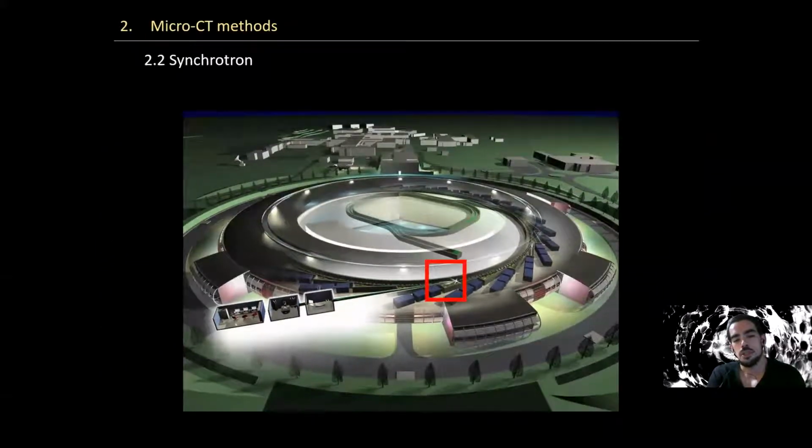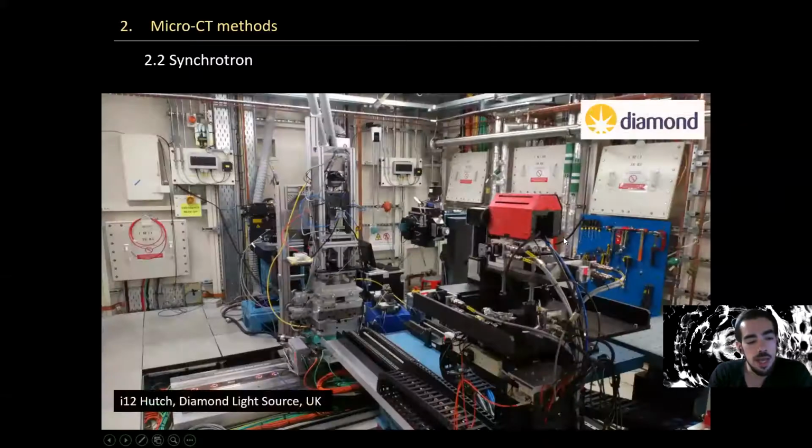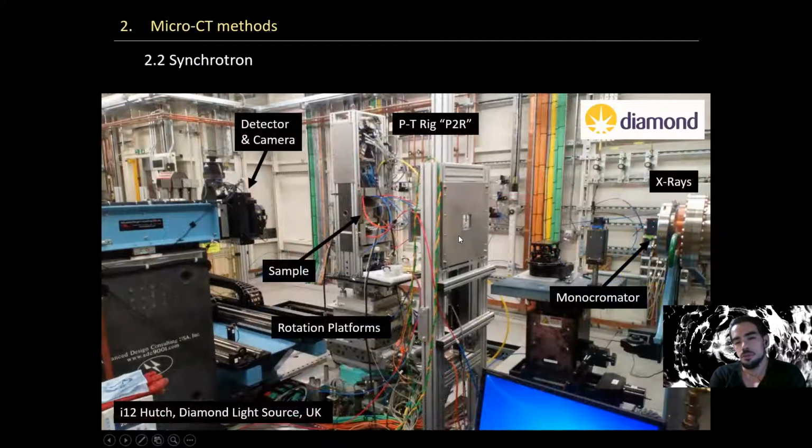Now, what is an experimental hutch? How does it look? Let's look at the I12 hutch in Diamond Light Source in the UK, where I've been working most of the time for the last years. So this looks very complicated, like a lot of information in one picture with lots of cables. However, this is very simple. We have an X-ray source of light with a monochromator, which is transforming the source of light into monochromatic light, which is finally passing through our sample.